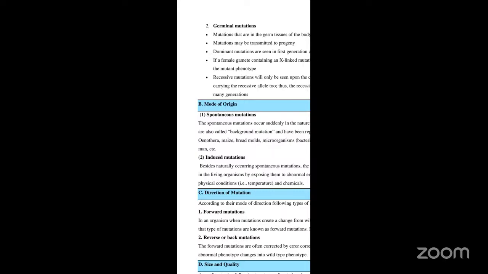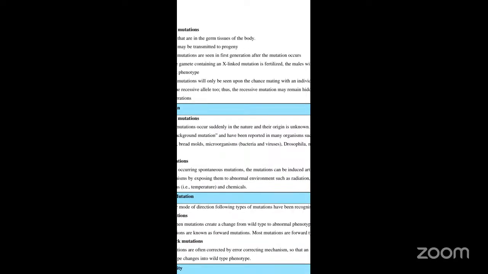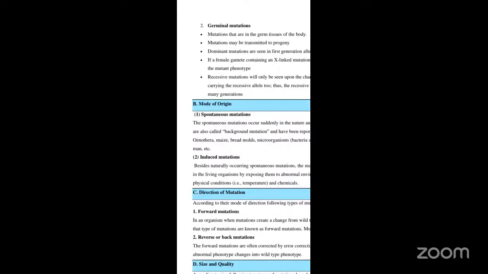Now, based on the mode of origin, you have two different types of mutation. One is called spontaneous mutation, and then you have induced mutation. Now, spontaneous mutations occur suddenly in nature, and their origin is unknown. From where the mutations occurred, you don't know. So it occurs suddenly in nature, and they are also called background mutations.